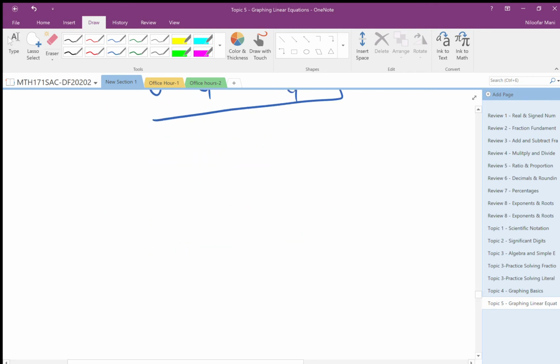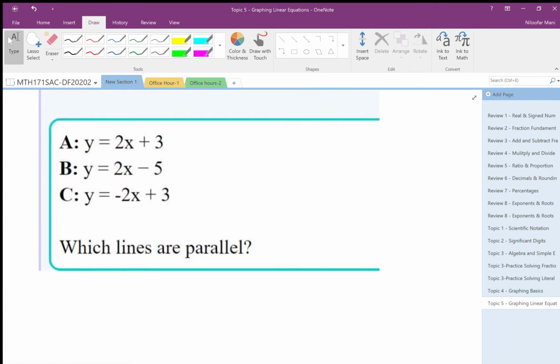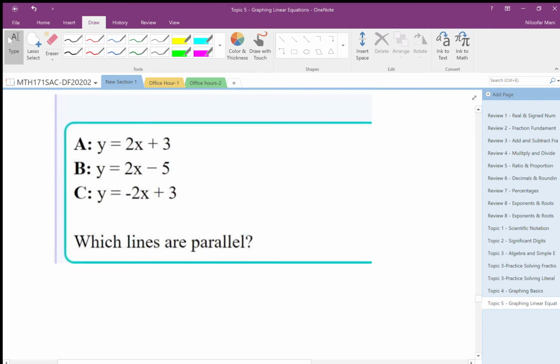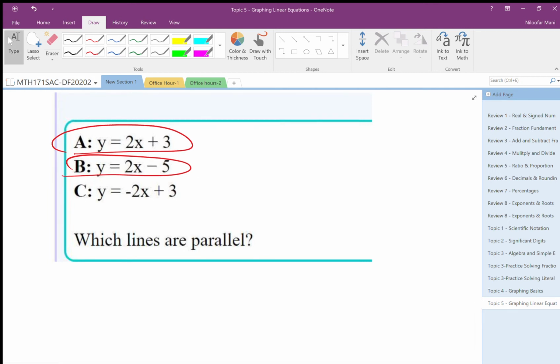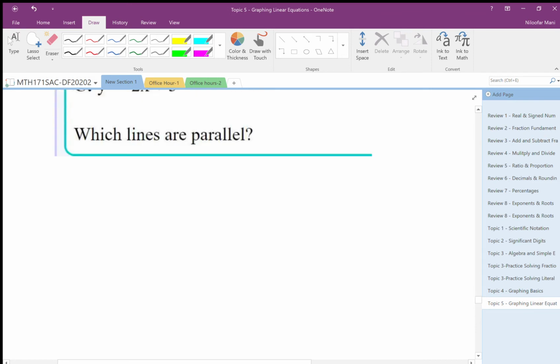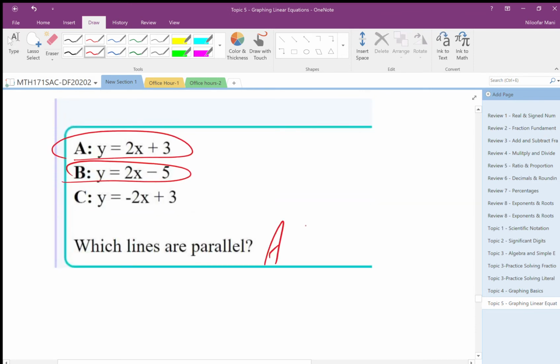Okay, so now I go to here. Which lines are parallel? Very easy. The lines that are parallel are A and B, because I see the same slope. How do I know? Because I see 2 and 2 beside x. How do I know this is the slope? Because y is isolated on the other side. So I can say A and B.